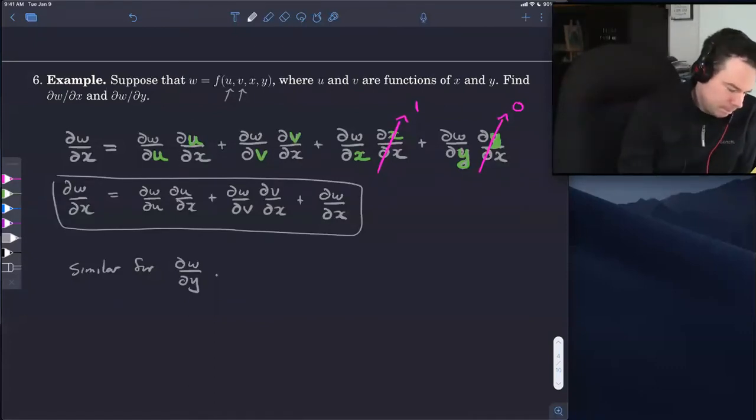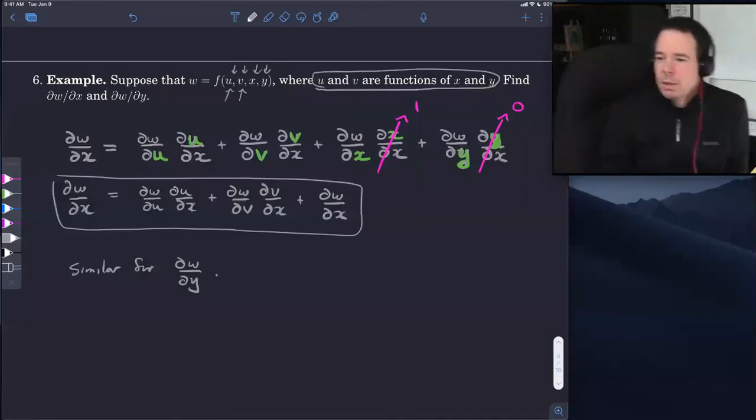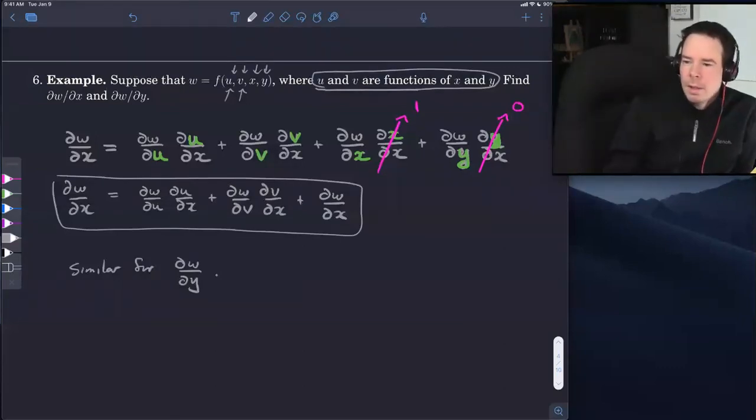How is dy over dx independent? So we're thinking of these as all independent variables in some sense, but then the further bit of information is that u and v are actually functions of x and y. So u and v depend on x and y, but x and y are independent of each other. We haven't been told that they're related to each other in any way, so we've got to assume they're independent.